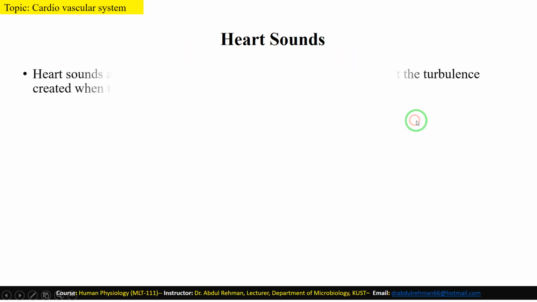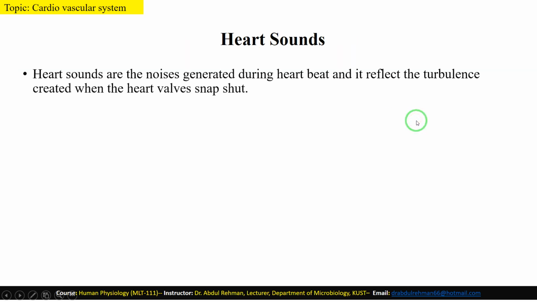Heart sounds. Heart sounds are actually the noises generated during heartbeat, and they reflect the turbulence created when the heart valves snap shut. What does it mean? It means that blood came from different regions into the different chambers of the heart. Then the blood has some pressure, and during this pressure, there is a generation of sound.